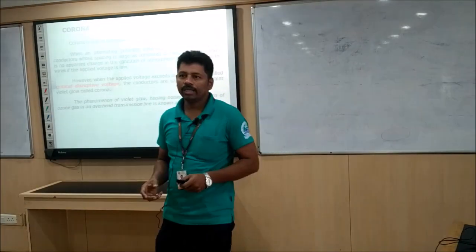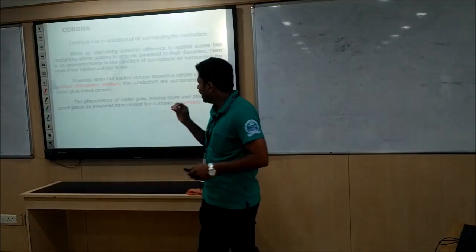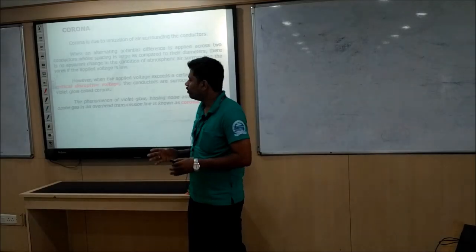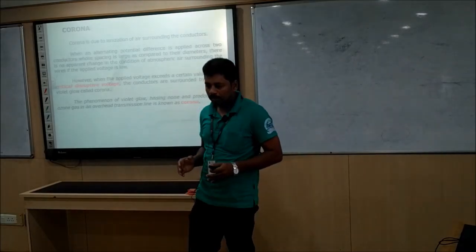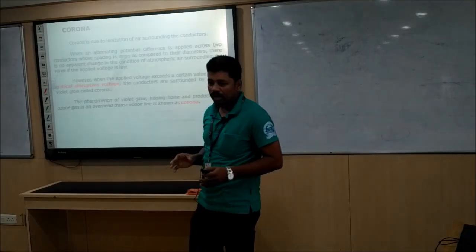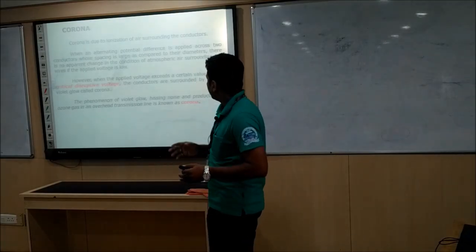The definition of corona is, there is a violet glow, hissing noise, and production of ozone gas. Why do we need to worry about the corona? There are some advantages as well as disadvantages in the corona. See, corona is due to ionization of air surrounding the conductor.